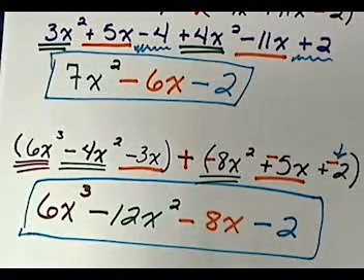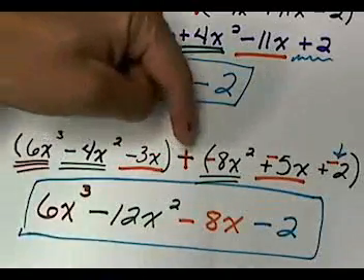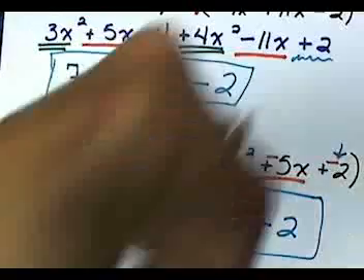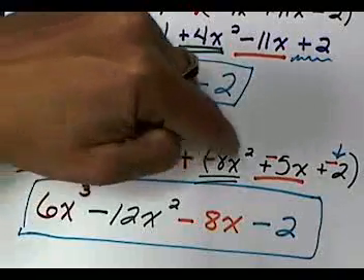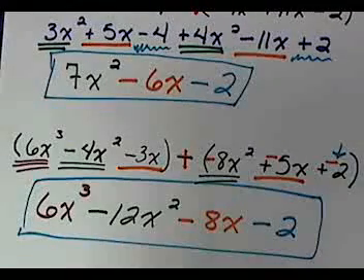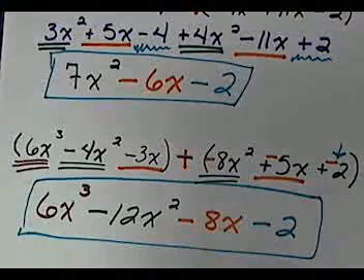So when subtracting, remember to change all of the signs in the second set of parentheses, or the parenthesis after the minus sign. Change the minus sign to plus, and change all the signs inside to the opposite of what they are. And then combine your like terms.